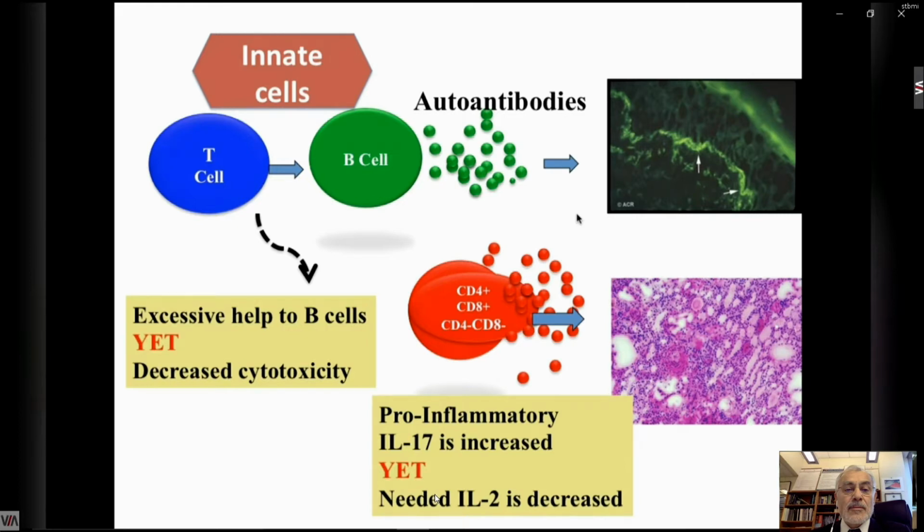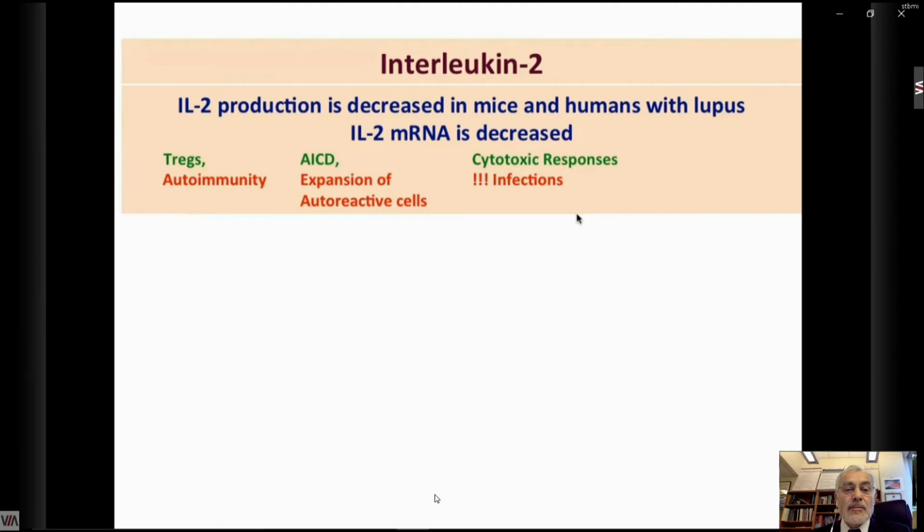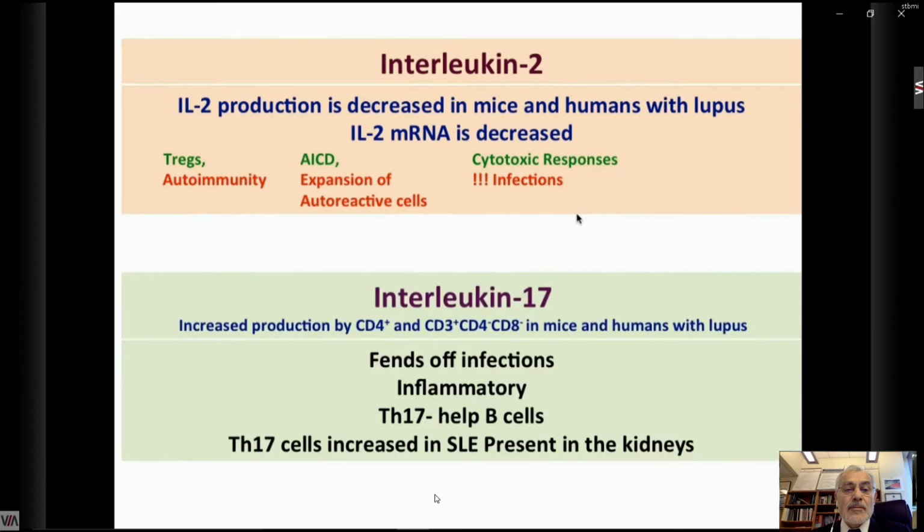At the cytokine level, as already mentioned, they don't produce sufficient amounts of the important cytokine interleukin 2, while they produce increased amounts of the pro-inflammatory cytokine IL-17. IL-2 production is decreased in patients and mice with lupus, and also the message is decreased, suggesting a transcriptional defect. And interleukin 2 is very much needed for the generation and expansion of regulatory T cells, activation-induced cell death, and cytotoxic responses.